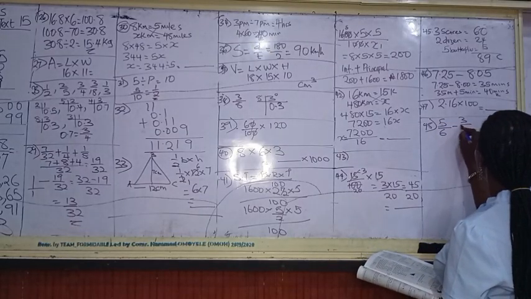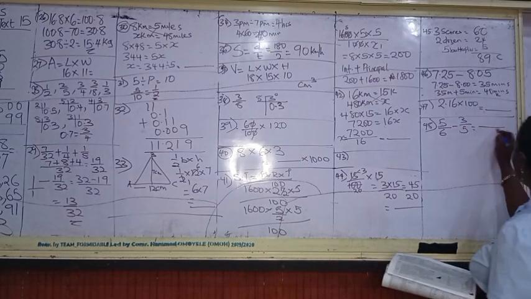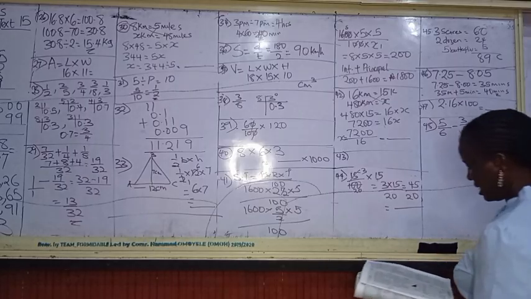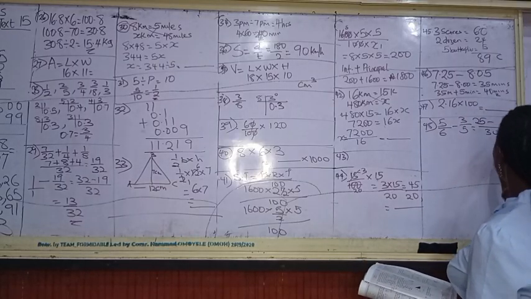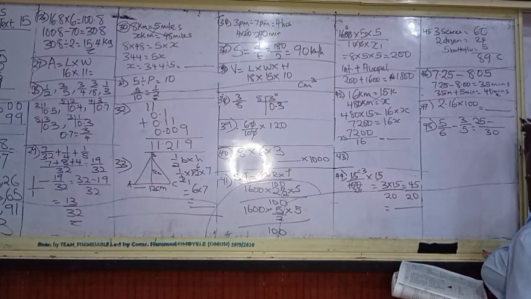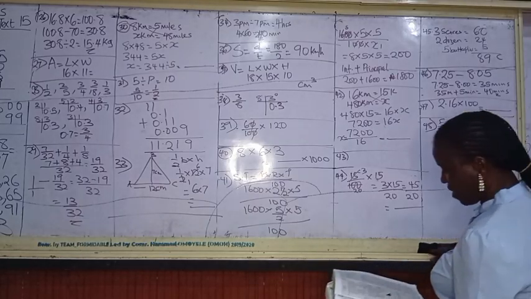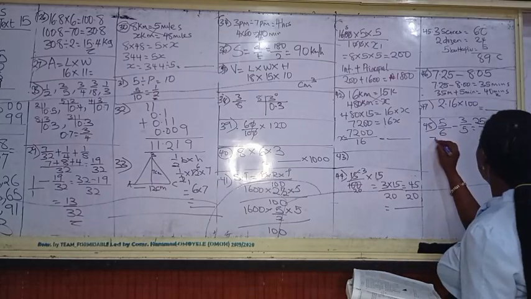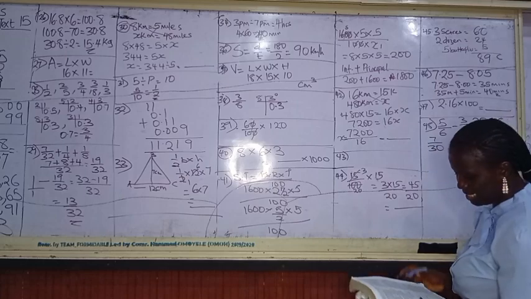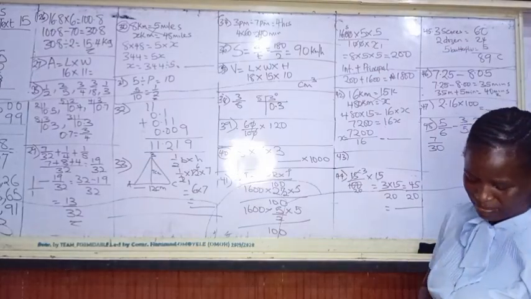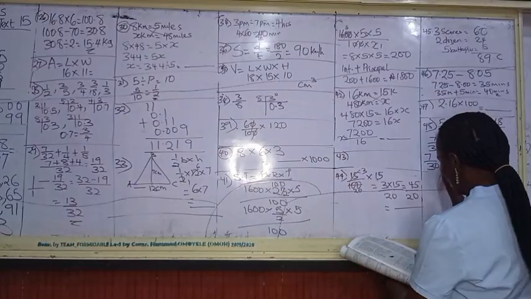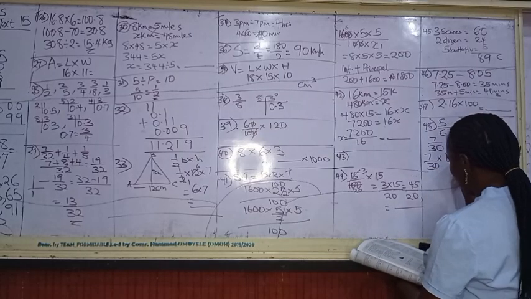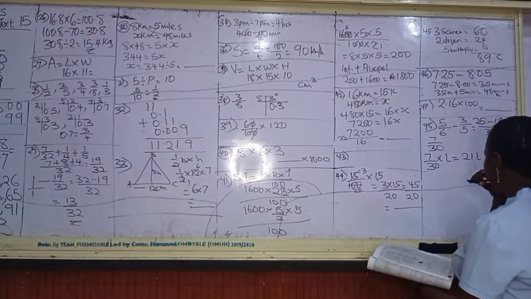5/6 minus 3/5. So let's find the LCM of that, which is 30. 6 in 30, that is 5. 5 times 5, 25. 5 in 30, that is 6. 6 times 3, that is 18. So 25 minus 18, that is 7. So we have 7/30. That is not our final answer. So it will be 7/30 times the liters that we don't know, which is 21 liters.